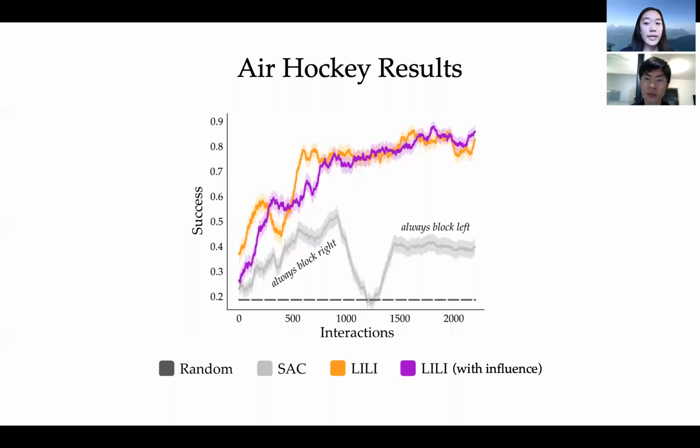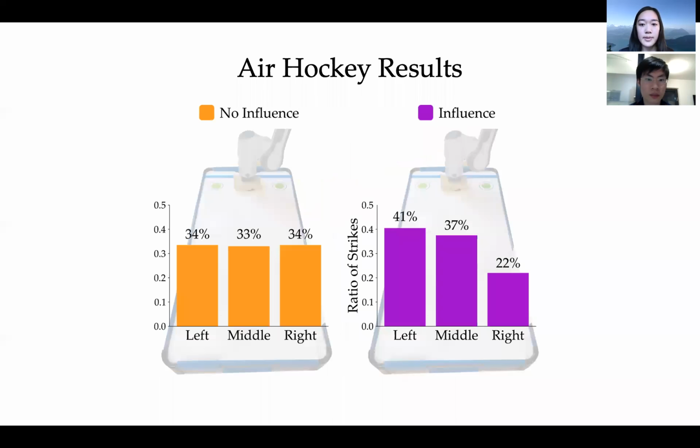Looking at the success rate only, Lily with influence has a similar success rate to Lily without influence. But where we actually see a difference is when we look at how frequently the opponent is firing left, to the middle, or to the right. Lily with influence leads its opponent to fire left the most often, as you can see here. It's firing left 41% of the time, while without influence, the distribution over the strategies is roughly uniform. And it's important to note that since the other agent, the rule-based agent, is designed to always change the direction of its shots, the maximum percentage of left shots is actually 50%.